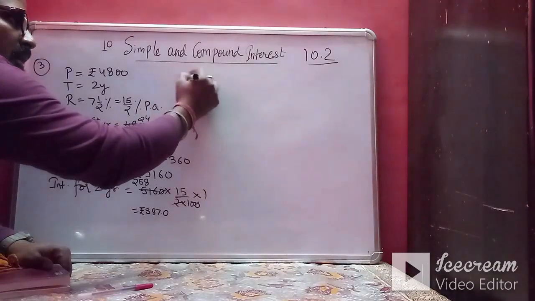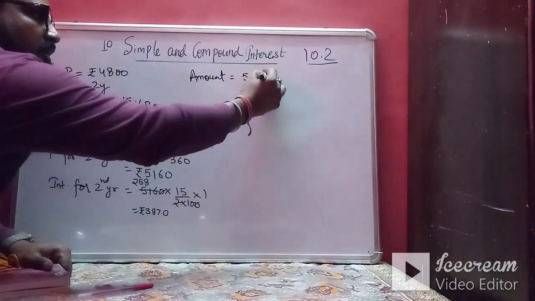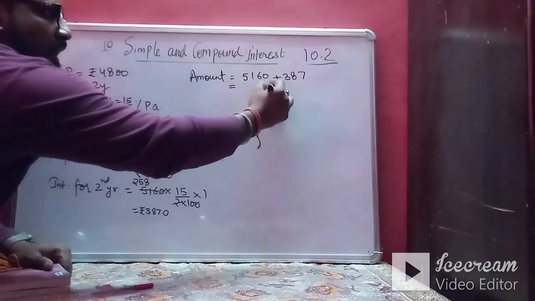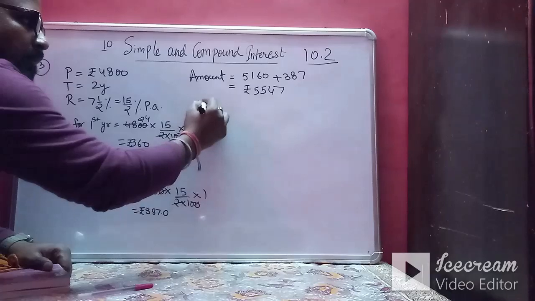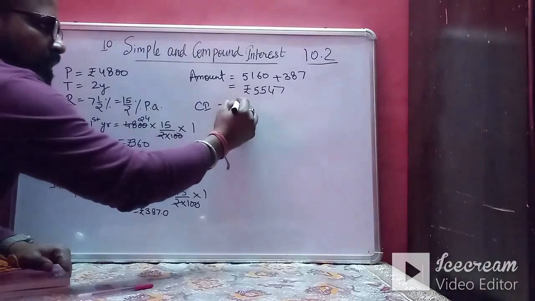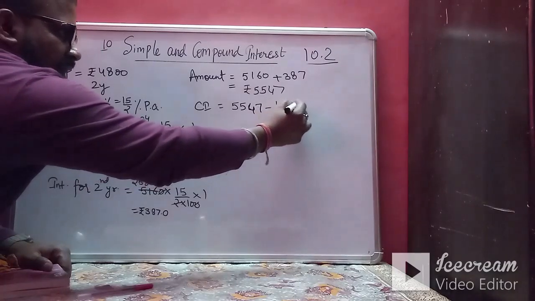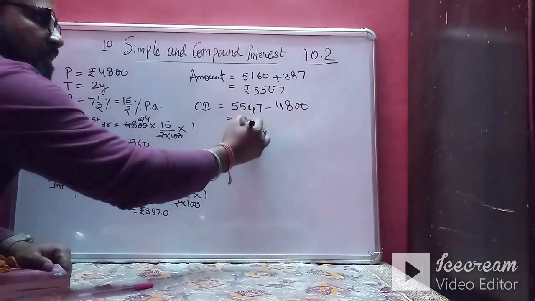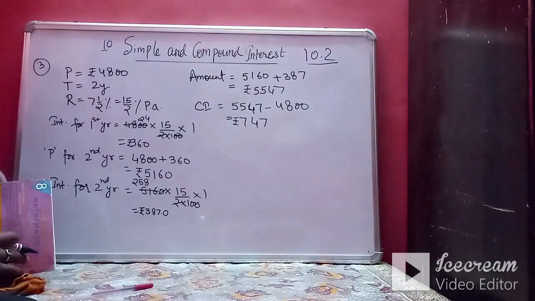So what is asked in this question? We have to calculate the amount. So what is our final amount? Final amount will be 5160 plus 387, that is 7455. This is the final amount. And what is the compound interest? Either you can add these two interests or you can calculate it like this. This is the final amount minus the initial principal whatever is given. So we will get 747 rupees. So this will be our compound interest.